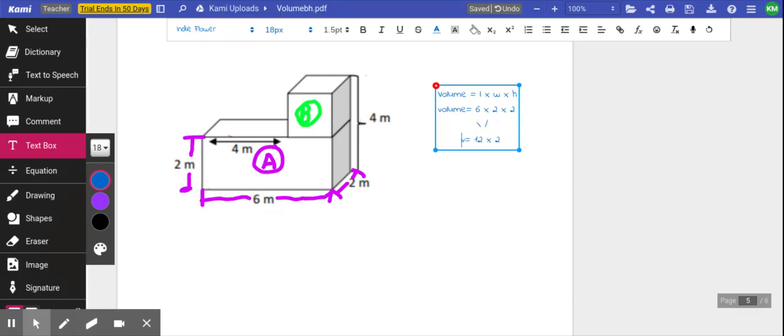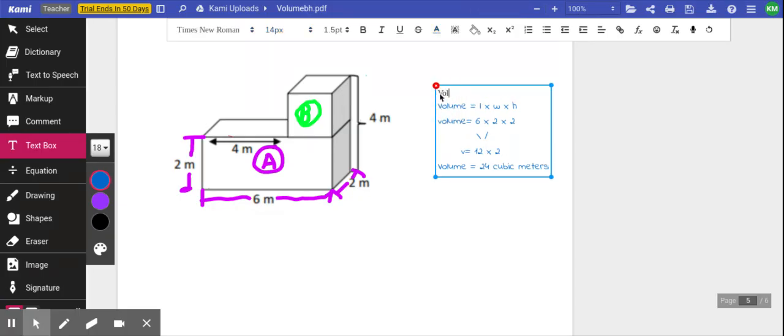Let's move that over a little, 12 times 2. So we know the volume is equal to 24 cubic meters. So that's only for shape A. So we'll mark it volume of shape A.